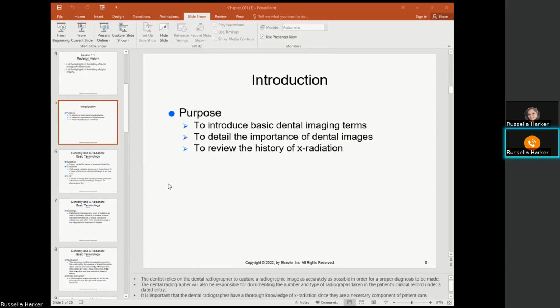An X-ray is a beam of energy that has the power to penetrate substances and record an image or shadows on photographic film. And we can use photographic film or digital sensors to record an X-ray. Radiology is the science or study of radiation as used in medicine, a branch of medical science that deals with the use of X-rays, radioactive substances, and other forms of radiant energy in the diagnosis and treatment of disease.